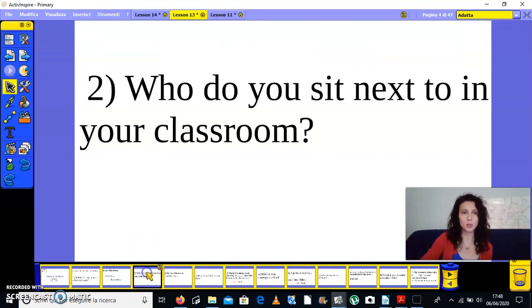Then question number two. Who do you sit next to in your classroom? Here you have to remember who was sitting next to you, a boy or a girl. So in my classroom, I sit next to the name of the girl and the name of the boy if you have got one person here and one person there, or just one child. But here they want to know a name. So in my classroom, I sit next to, and you say the name.